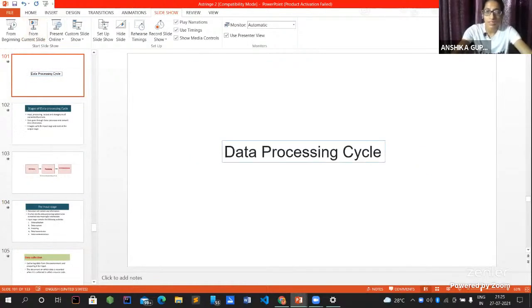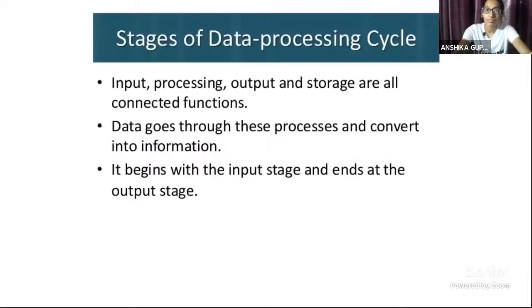Now, what is the process? How can we process the data, what is the processing cycle of the data? For the processing cycle, we need input, we need processing, we need output, and storage. These are all interconnected functions in the data processing cycle.